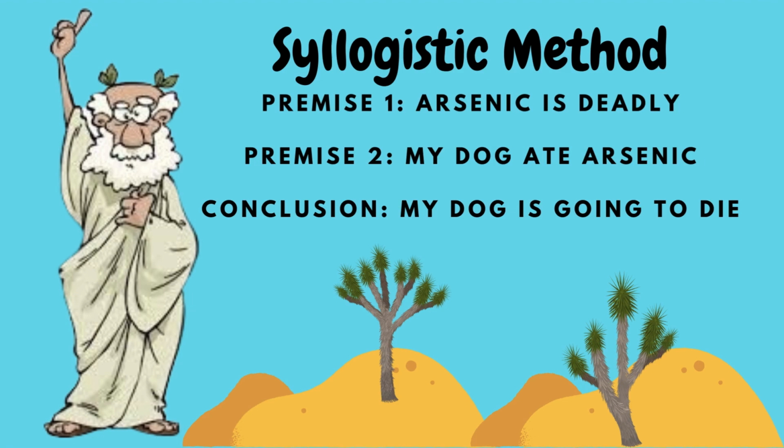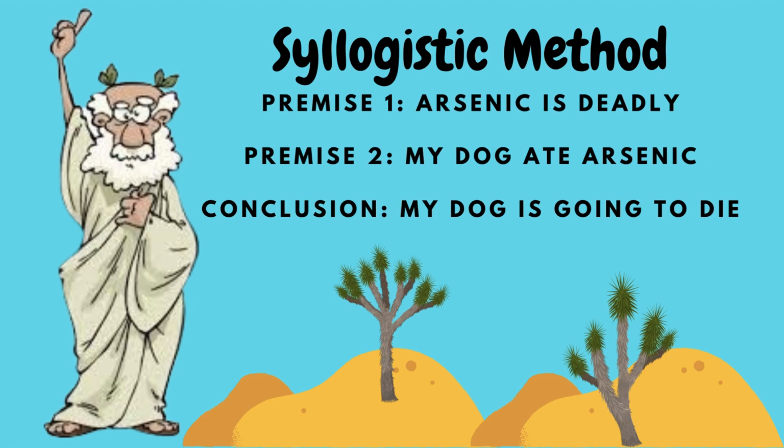If I were to say premise 1, arsenic is deadly, you all would say, yep, Kristian, you are absolutely correct. If I follow it up with premise 2 and state, my dog ate arsenic, logically, deductively, you're all going to conclude, uh-oh, Kristian, that ain't boding so well for your dog. Your dog's going to die. And we would call that a cogent argument. We would call that a tight line of reasoning.